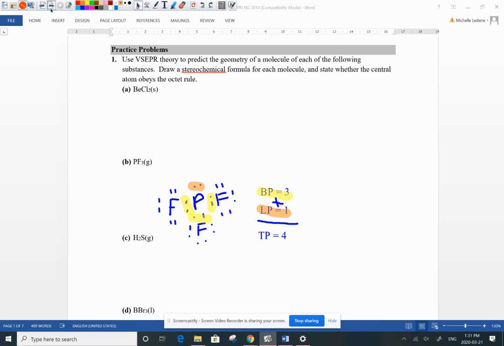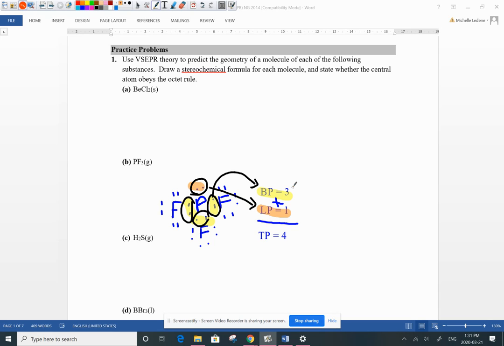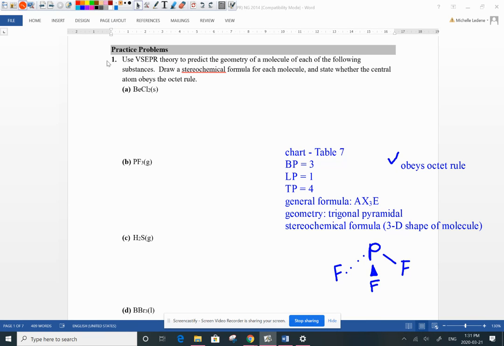Now we start having to look at how many bonding pairs do I have? Well, here I have 1, 2, 3 bonding pairs. I showed those in yellow, and then 1 lone pair. 3 bonding pairs and 1 lone pair makes for a total of 4 pairs. So what do we do now? Now we go to our chart on table 7. 3 bonding pairs, 1 lone pair, total pairs 4 gives us a general formula, AX3E.